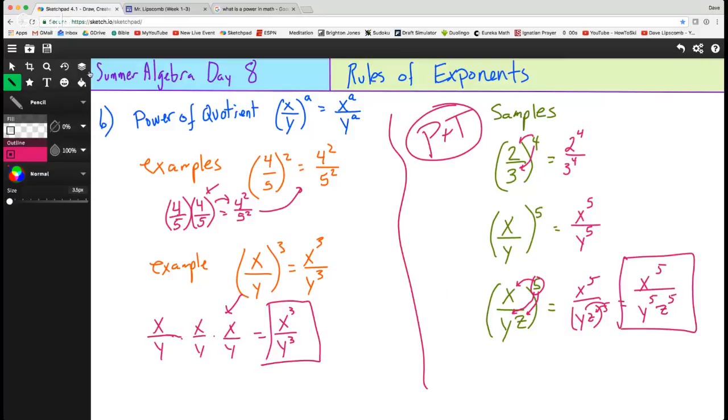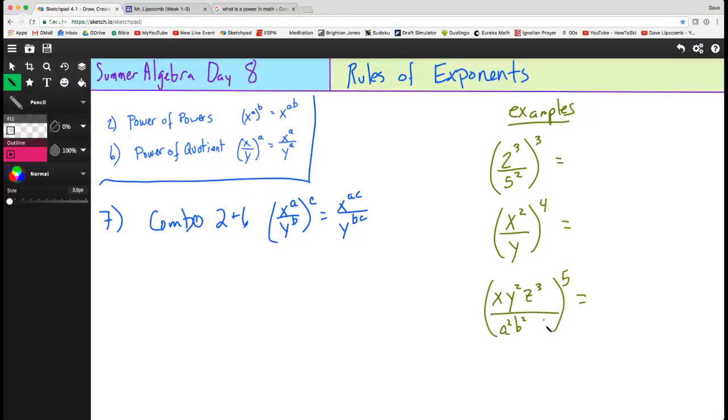All right, now the final rule is a combo of 2 rules, and we've done something like it. It basically says if you have a power divided by a power, and you raise that whole thing to another power, you can just multiply that power inside and get x to the AC over y to the BC. Another example of that would be 2 cubed over 3 to the 4th, all of that squared, would equal 2 to the 6th, multiplying those, over 3 to the 8th. That would be an example using a base that's a number instead of a base that's a variable.